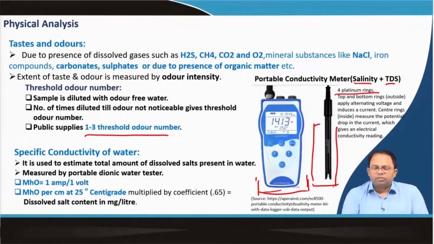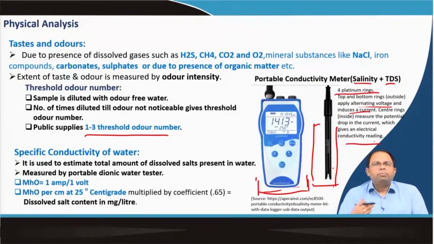This is the unit which is actually attached with this particular unit. So, this is the sensor, you can say, in this particular case. This has got around 4 platinum rings. Top and bottom rings outside apply alternating voltage and induce a current. Center ring inside measures the potential drop in the current, which gives an electrical conductivity reading.